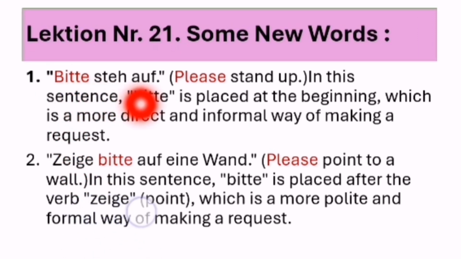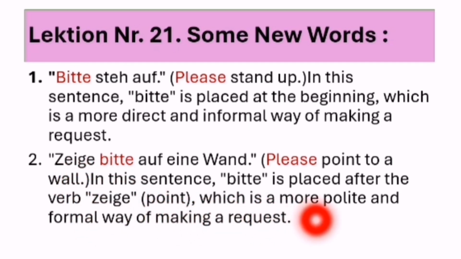So now look at the definition. In first sentence, we say, bitte steh auf, please stand up. In this sentence, bitte is placed at the beginning, which is more direct and formal way of making a request. But in second sentence, we say, zeige bitte auf eine Wand. Please point to a wall. In this sentence, bitte is placed after the verb. Zeige is verb, then we put bitte, which is more polite and formal way of making a request.